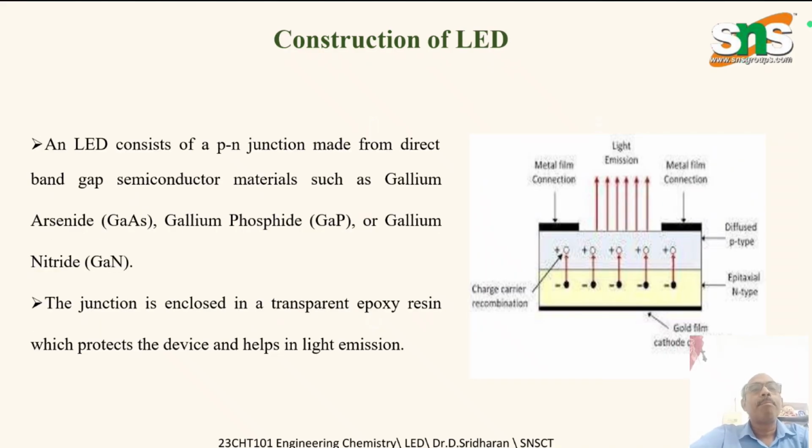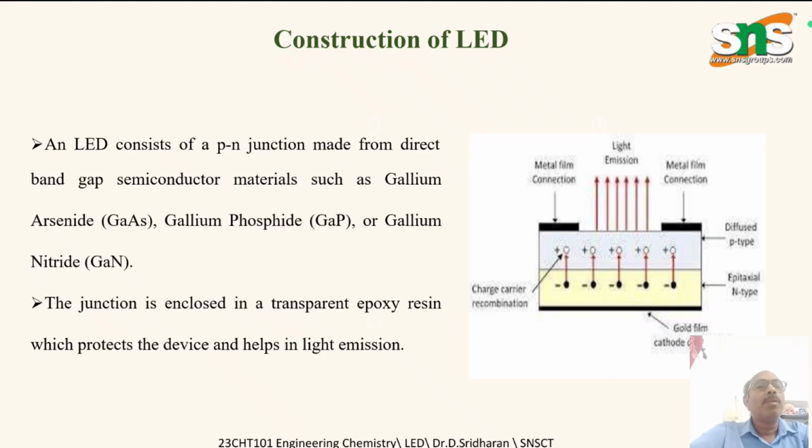Construction of LED. An LED consists of a PN junction made from direct band gap semiconductor materials such as gallium arsenide, gallium phosphide and gallium nitride. The junction is enclosed in a transparent epoxy resin which protects the device and helps in light emission.